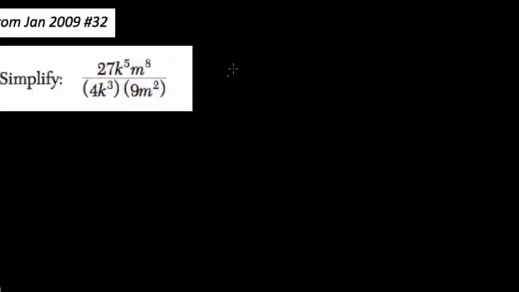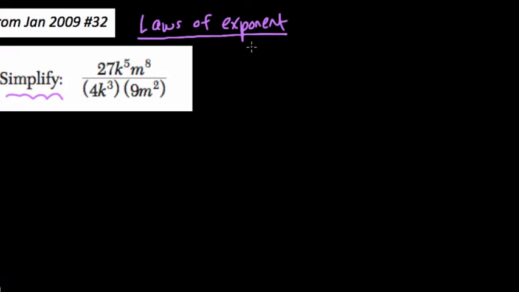Okay, so here's one of those problems that looks really difficult at first because we have all these numbers and variables and exponents. But really, all we're doing here is applying the laws of exponents to break this down or simplify it. Sometimes the word simplify is misleading. It's not so much that our answer is going to be simple when we're done, but we'll have applied all of our laws of exponents and combined all like terms in every way that we can until we can't go any further.